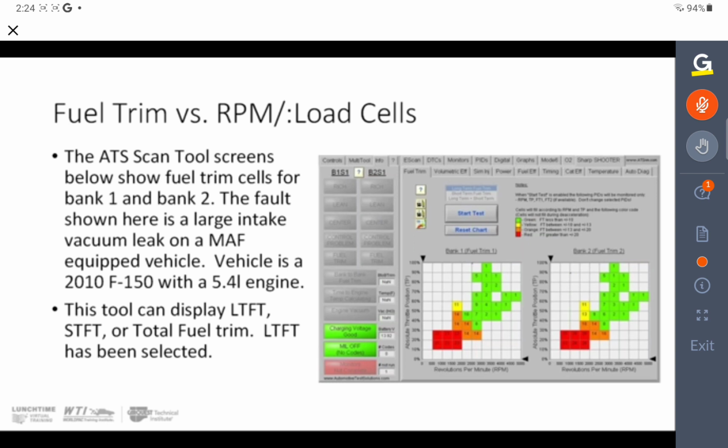The tool has the ability to show you long-term fuel trim, short-term fuel trim, total fuel trim, which is long-term and short-term. What you're looking at right here is long-term fuel trim. Again, keep in mind, you'd have to go out and drive this car under all conditions when you're doing long-term fuel trim because it reacts slow, but it's going to show you what the computer was trying to do to the injector pulse width under all load and RPM conditions.